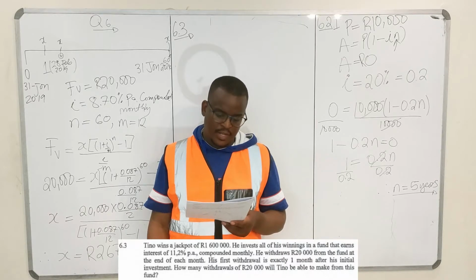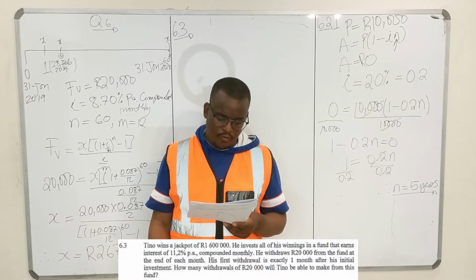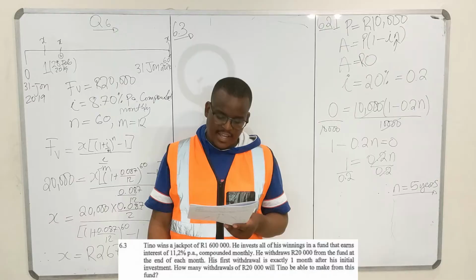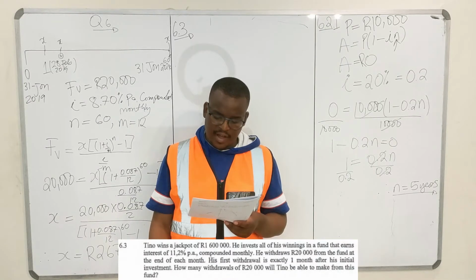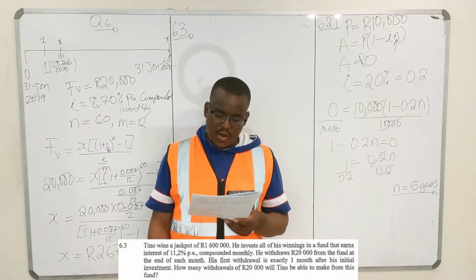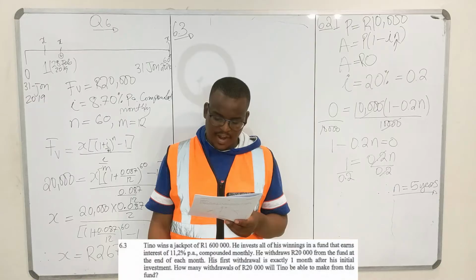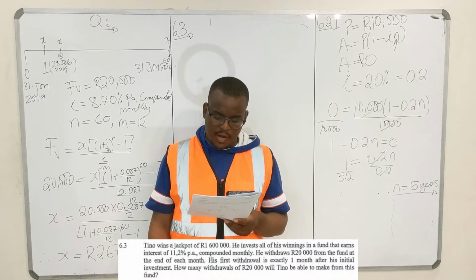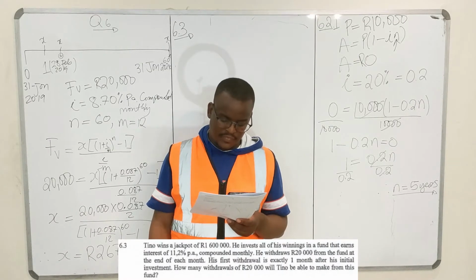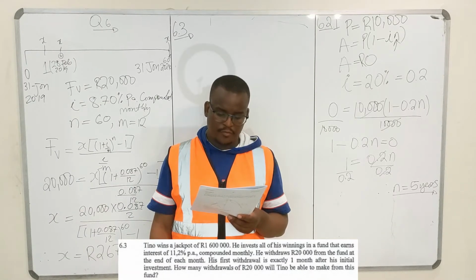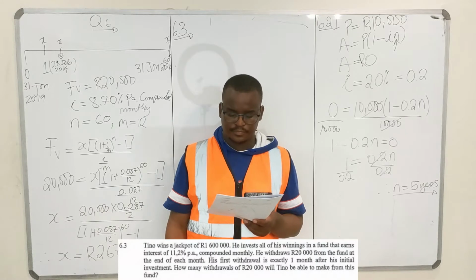6.3. Tino wins a jackpot of 1.6 million. He invests all his winnings in a fund that earns an interest of 11.2% per annum compounded monthly. He withdraws 20,000 from the fund at the end of each month. His first withdrawal is exactly 1 month after his initial investment. How many withdrawals of 20,000 will Tino be able to make from this investment fund?